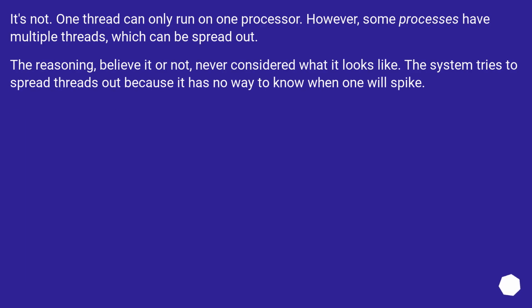It's not. One thread can only run on one processor. However, some processes have multiple threads, which can be spread out. The reasoning, believe it or not, never considered what it looks like. The system tries to spread threads out because it has no way to know when one will spike.